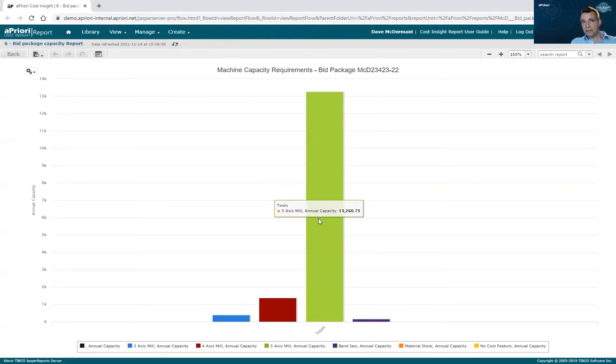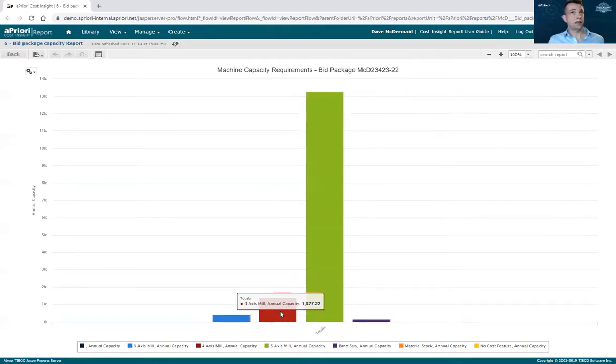If I don't have capacity for 5-axis, I could switch to 4 and get aPriori to rerun the simulation, and I know what the impact's going to be. It will tell me how much time I'm going to need in 4-axis. It'll be a bit more because there might be some more setups involved. It might be less powerful machines, but I can see the output of that and make decisions and route my parts through my manufacturing facility based on that.